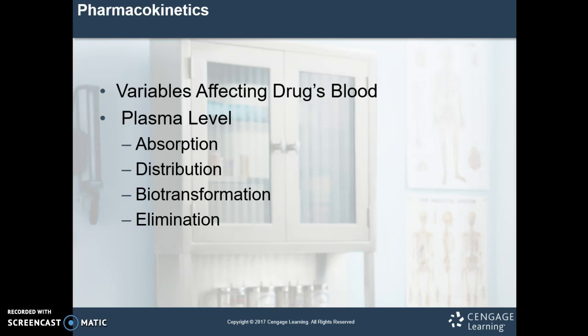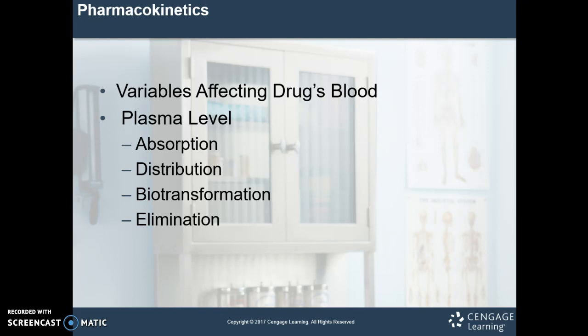Next is distribution. This is the process by which the drug is transported from the blood to the intended site of action. Third is biotransformation. This is the process in which the drug is chemically altered and undergoes changes, usually by the liver, in order to be utilized as intended by the body.